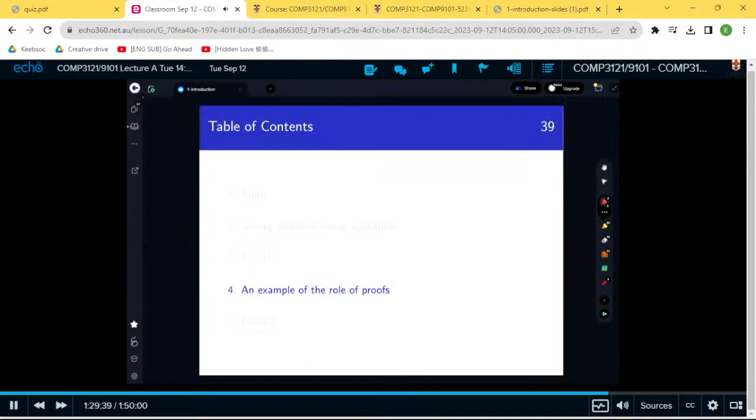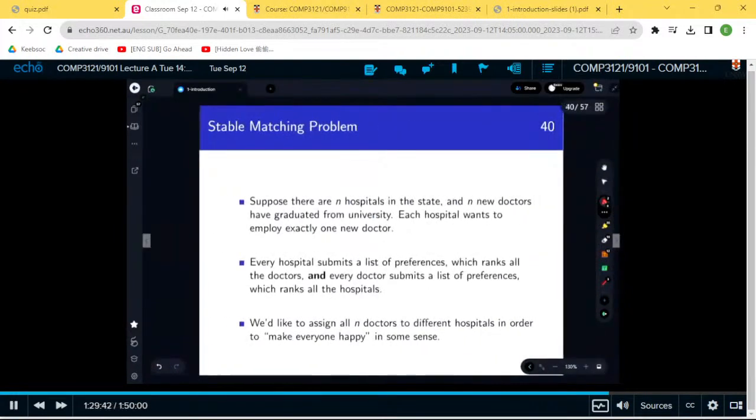So we'll see an example about stable matching now. What's the setting? Suppose we have n hospitals and n new doctors that have just graduated. Each hospital wants to employ exactly one new doctor. There are some generalizations where hospitals have multiple openings, but let's look at the simple case. Every hospital wants to hire exactly one doctor.